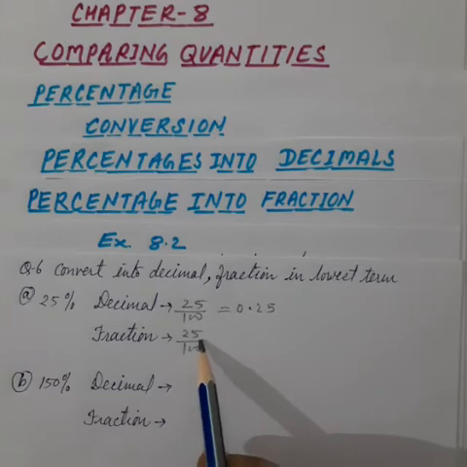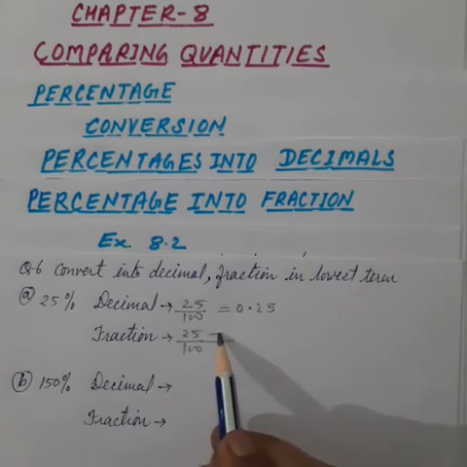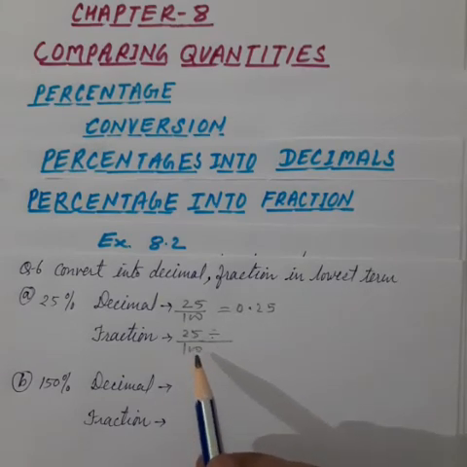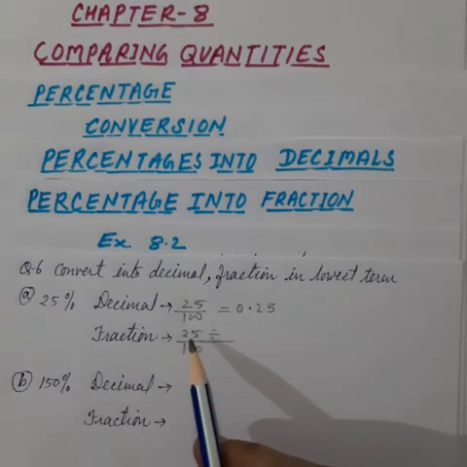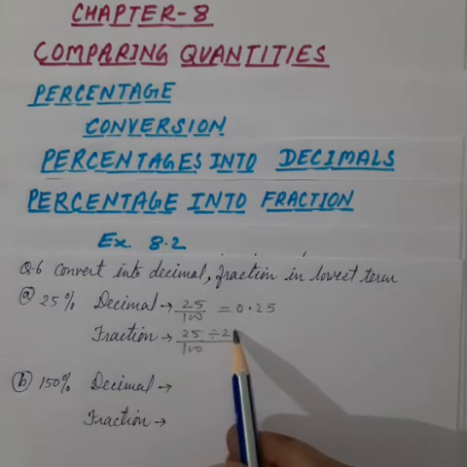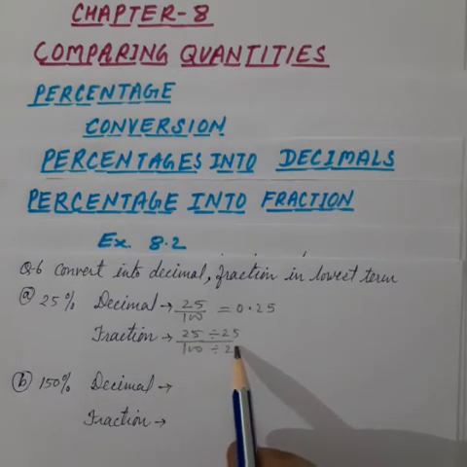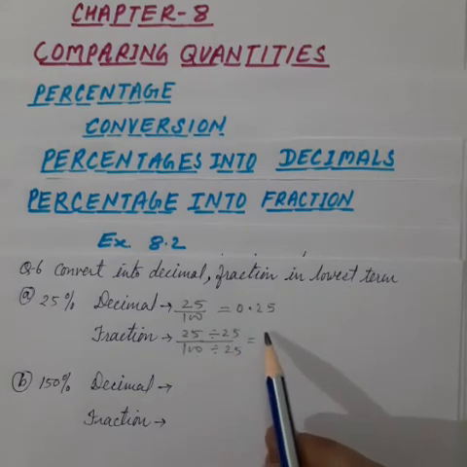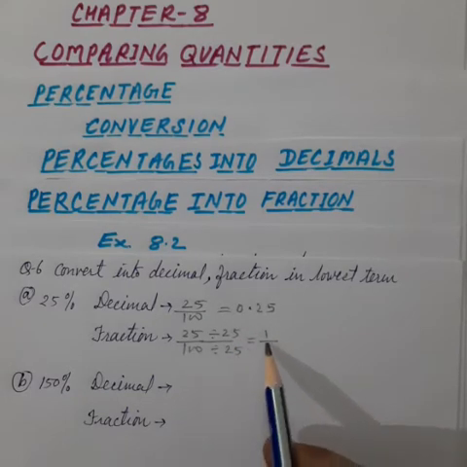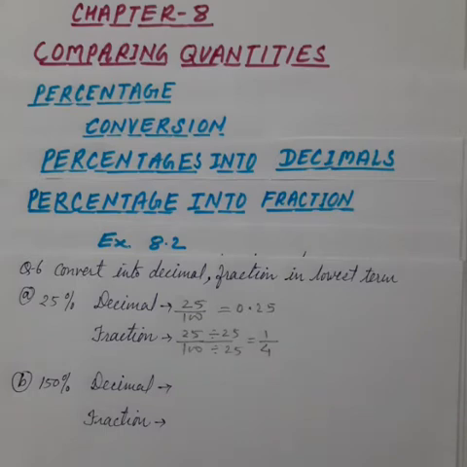We have to convert it into lowest terms. So here 25 is a factor of 100. So the HCF is 25. Divide both numerator and denominator by 25. 25 ones are 25 and 25 fours are 100.